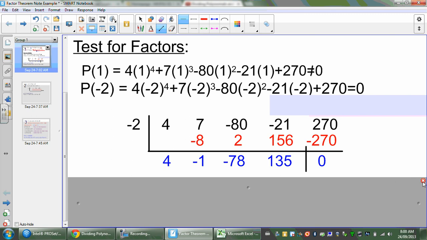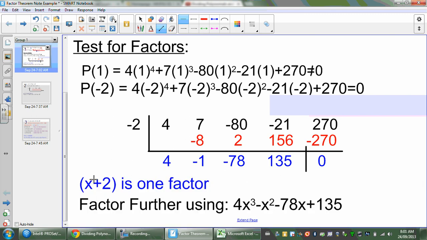What that tells me is that x plus 2 is definitely one factor. We kind of knew that already. When the -2 works, then x minus -2, or x plus 2, is the factor. And what I need to do though is go further. I have 4x cubed minus 1x squared minus 78x plus 135 still to continue with, to factor fully as the question asked.